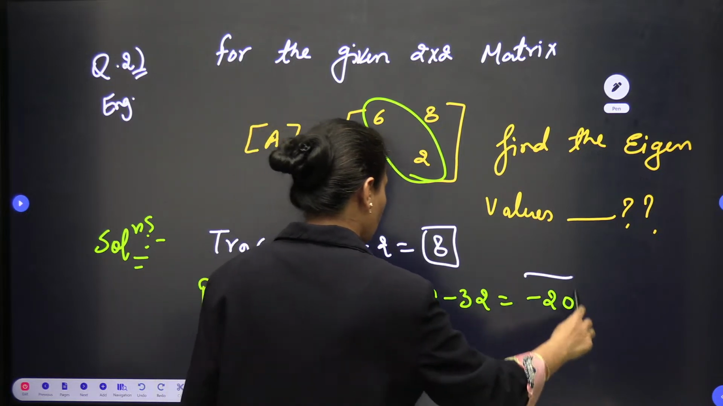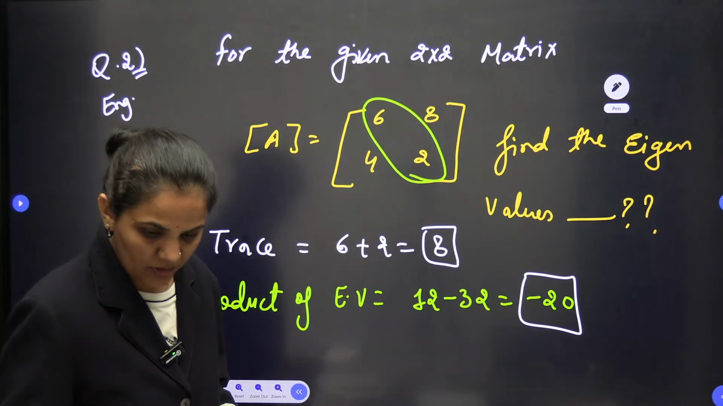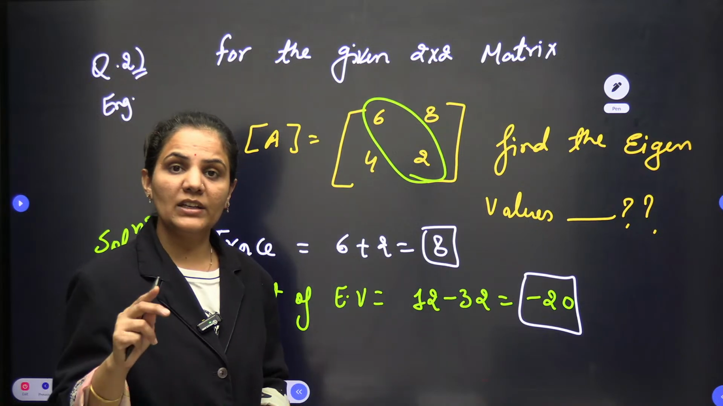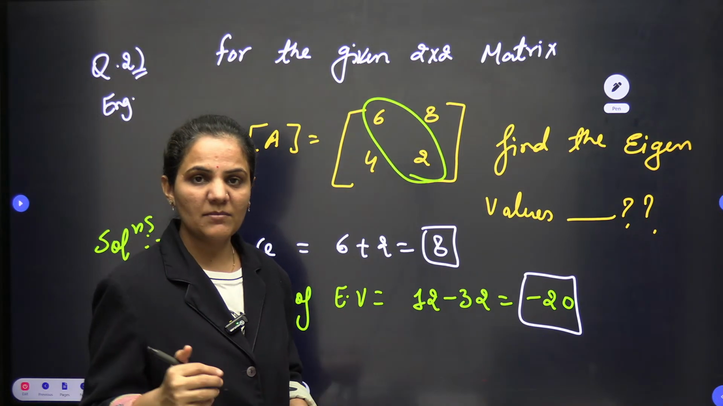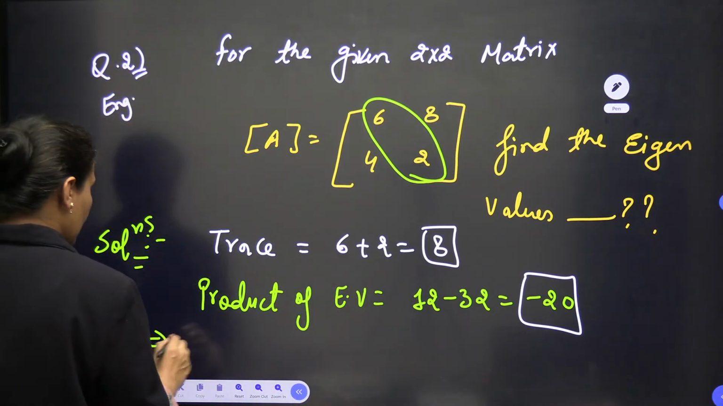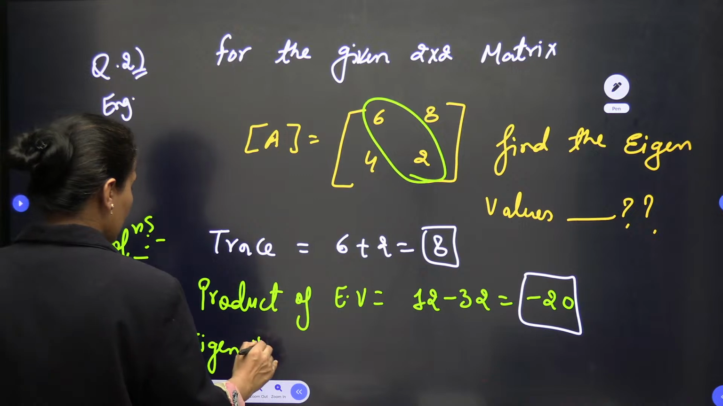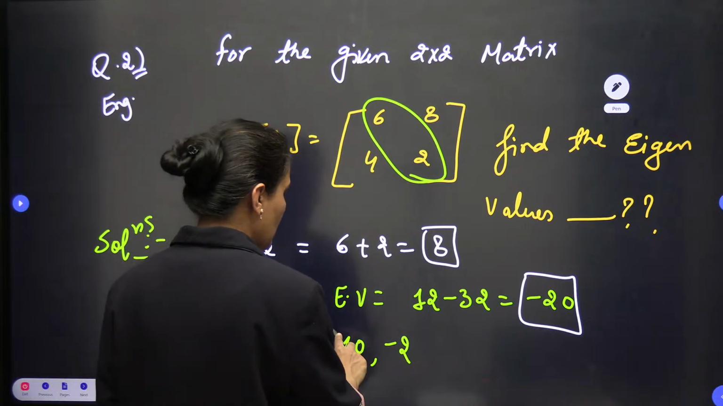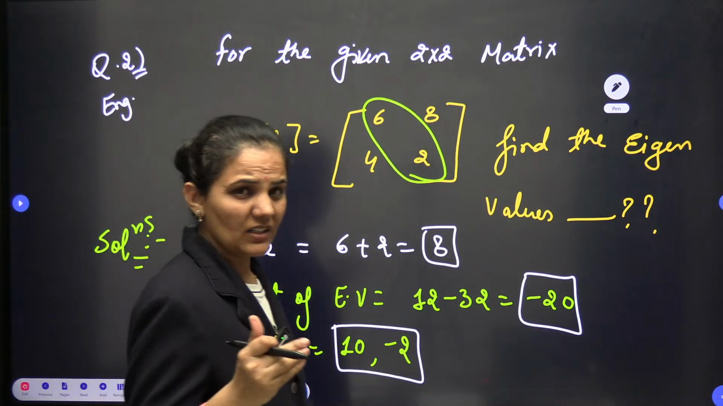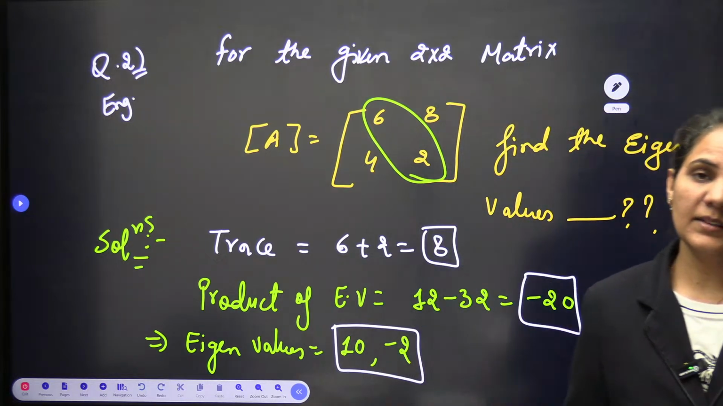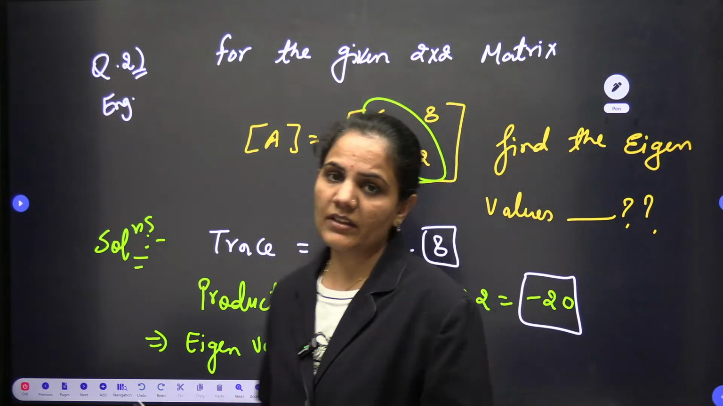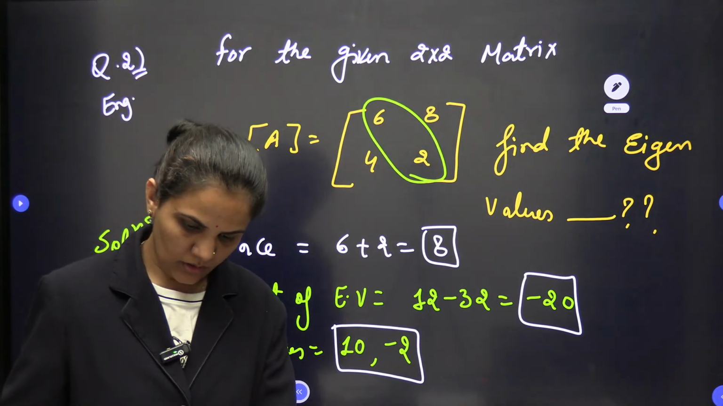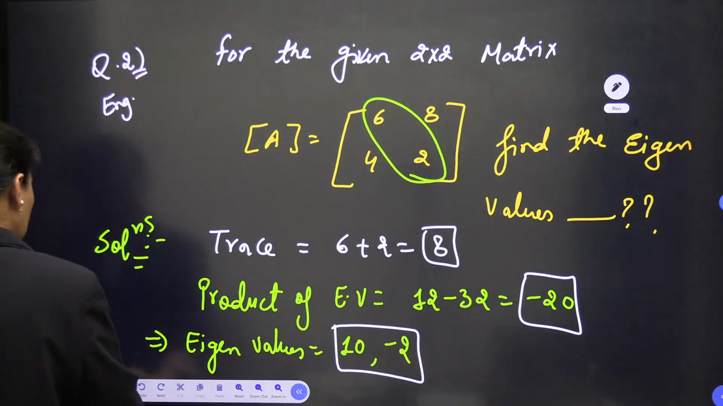So from the available options, I'm not having options here, but from the available options we need to choose those two values which have sum 8 and product -20. Even without options we can write that the eigenvalues will be 10 and -2, because 10 minus 2 is 8 and 10 multiplied by -2 is -20, which gives the required sum and product. Again, the question is an easier one.